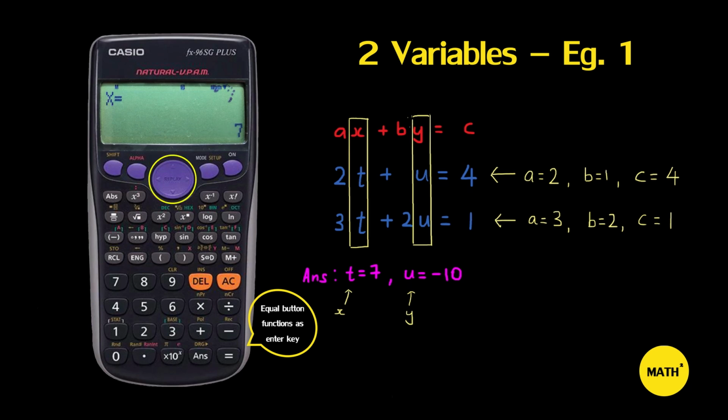You can navigate between x and y by pressing up and down buttons. If you want to go back to the main page, you can press AC or equal at the Y page. Do note that the equation must be in the format of ax plus by equals c. The sequence of your variable x or y does not matter as long as you know which a and b they correspond to, but you must make sure that they are aligned. This will be clearer in the next example.